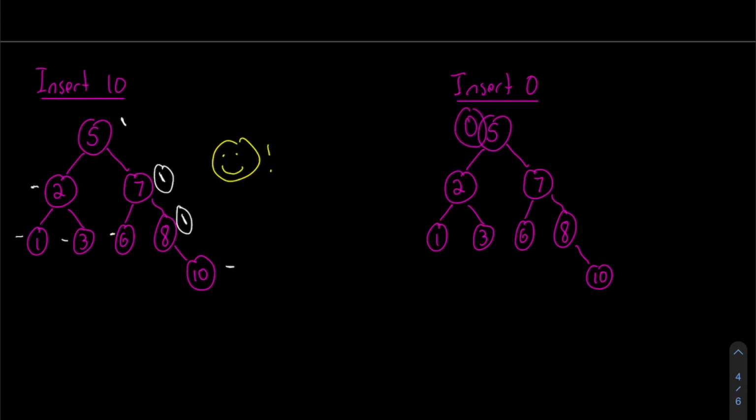I compare 0 to 5, it's less. 2 to 0, that's less. 1 to 0, that's less. So I end up making it a left child of 1. And once again, you can label your balance factors.